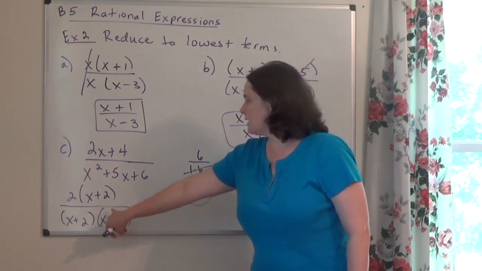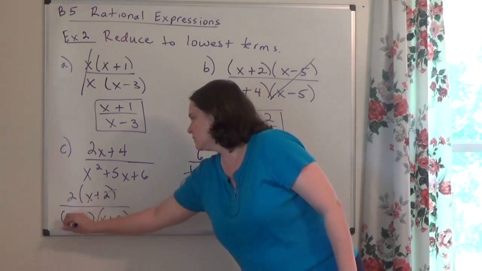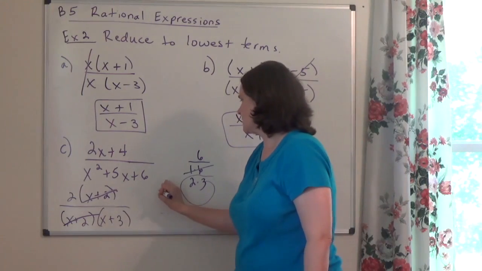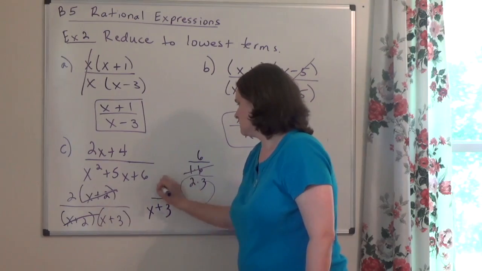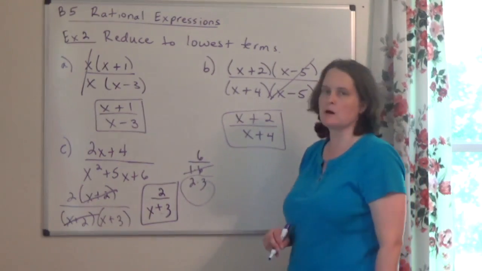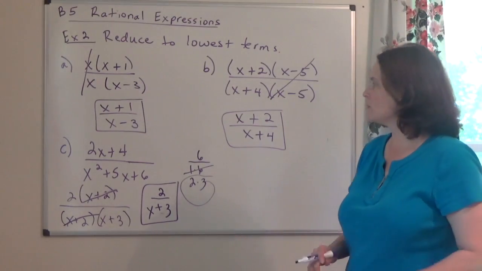All right. So we see now we've got a common factor of x plus 2 over x plus 2. So these can be reduced, and we are left with 2 over x plus 3. You probably noticed that I'm at home in this video, so I'm going to have to erase the board before I can finish this problem because I've got a smaller whiteboard here.